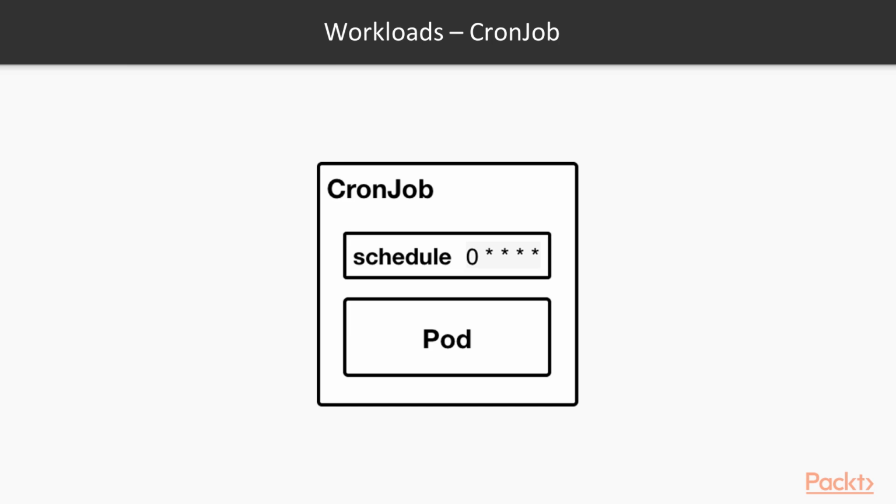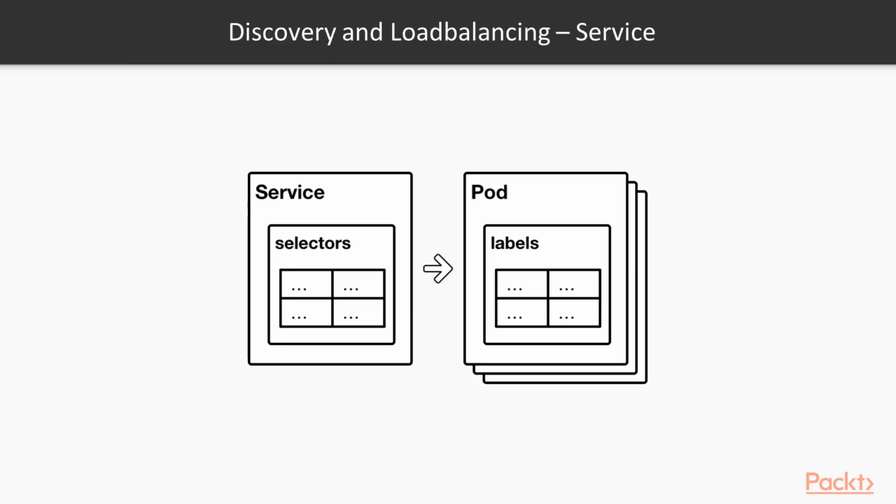Now we move on to our next category of resource types. That's discovery and load balancing. The first thing we're going to talk about is the service. We touched on the service earlier when we were talking about labels and selectors. What a service does is provide a DNS name within the cluster and a cluster IP so that routing can happen between workloads within the cluster. It's also used by the kube-proxy system component we described earlier in the architecture diagram. The kube-proxy uses the service definition to write iptables rules so that routing can occur.